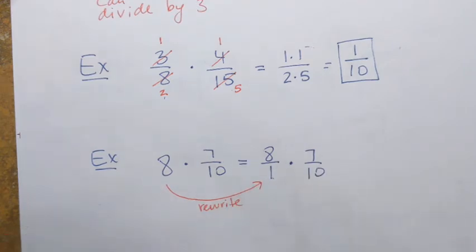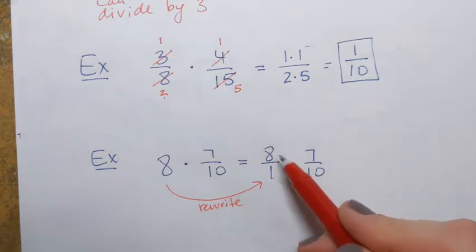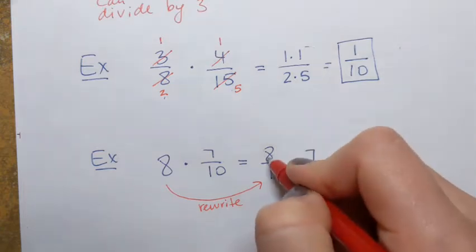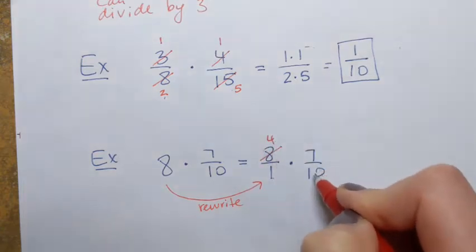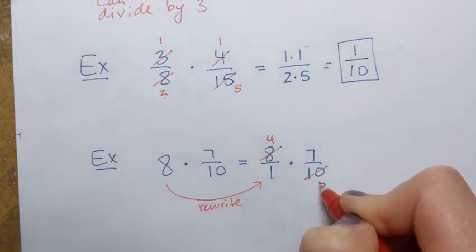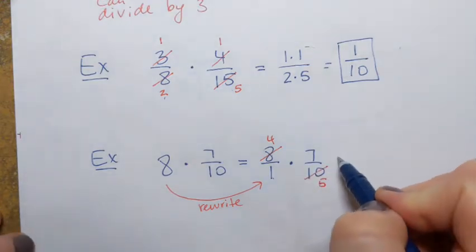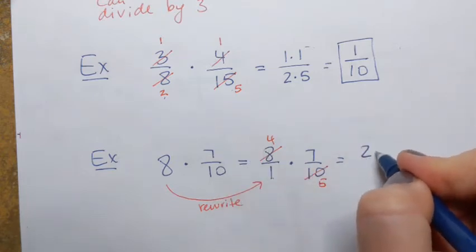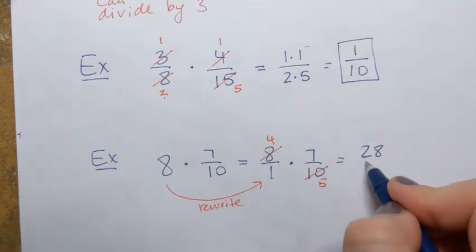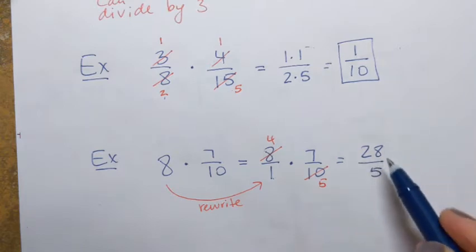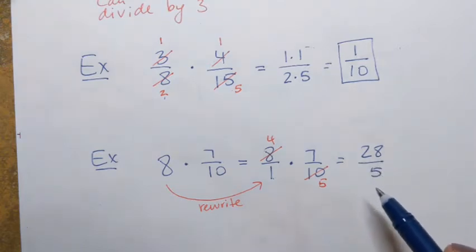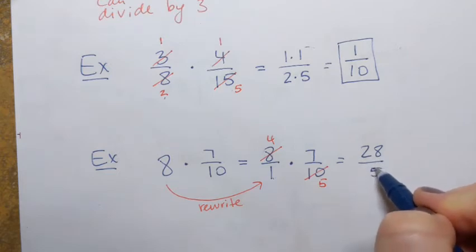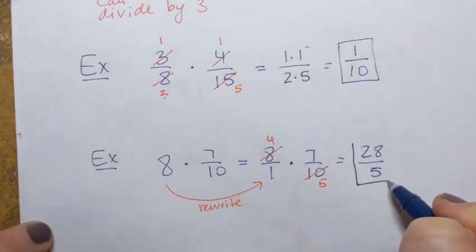So once you write it as a fraction, then you just follow all the steps. Simplify first anything that you can. In this case, 8 and 10 can be divided by 2. 8 divided by 2 is 4. 10 divided by 2 is 5. And I will be multiplying 4 by 7, that's 28, and then 1 by 5, that's 5. Now, this is a special kind of fraction. It's called an improper fraction. For now, I'm going to just leave it like that in this fraction form.